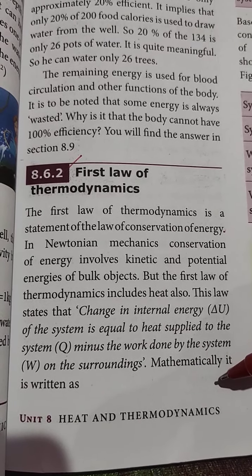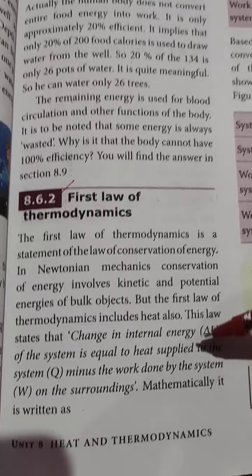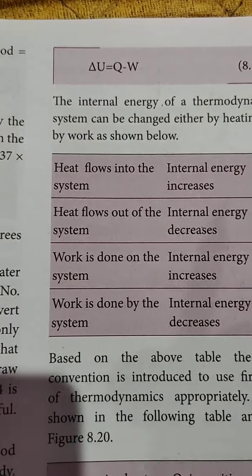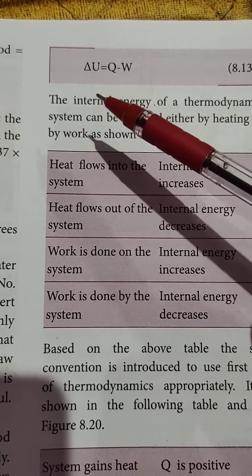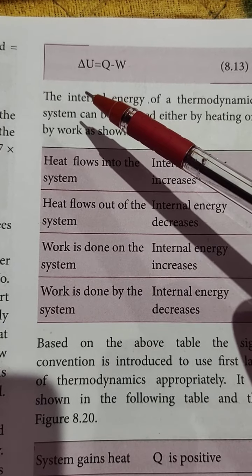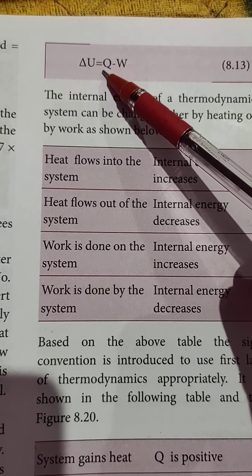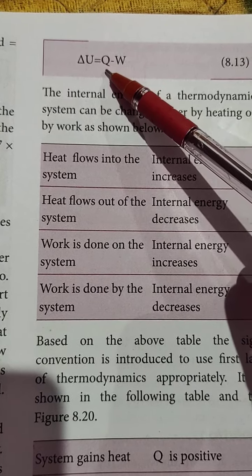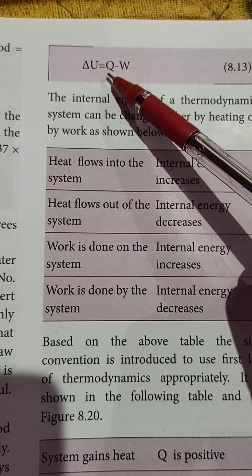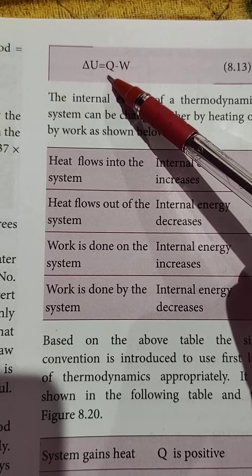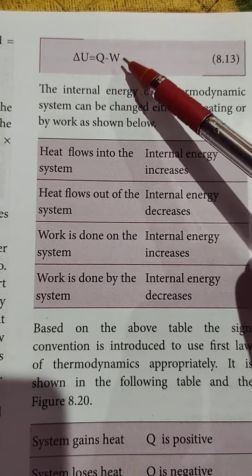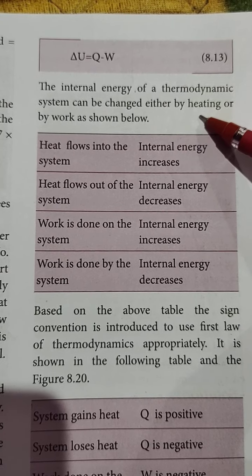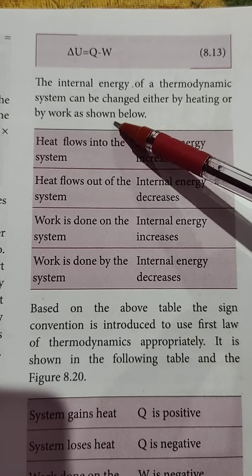So mathematically we can write ΔU = Q − W. ΔU represents the change in internal energy, Q represents the heat energy supplied to the system, and W is the work done. So the internal energy of a thermodynamic system can be changed either by heating or by work done, as shown below.